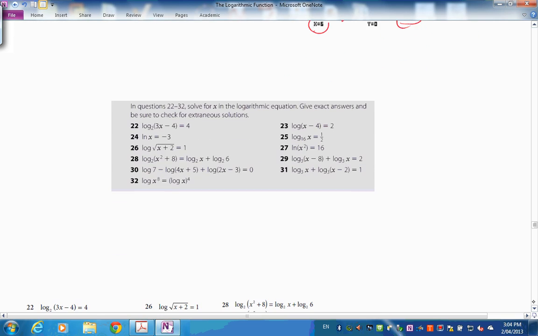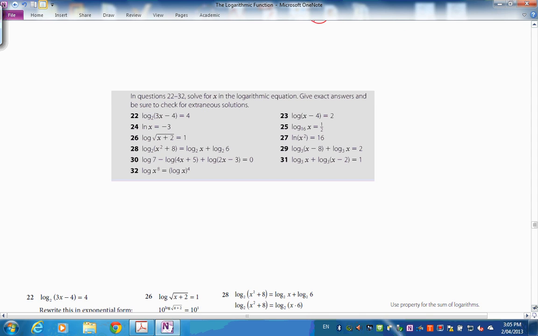Alright, so let's have a look at these problems now. Questions 22 to 32, solving some exponential equations. Remembering the rules: adding logs is adding powers, so that's a log of a product. Subtraction of logs is subtracting powers, that's a log of a quotient, or two things divided. And then just your basic power rule: the log of a number raised to a power is the power times the log of the number. Just remember that one.